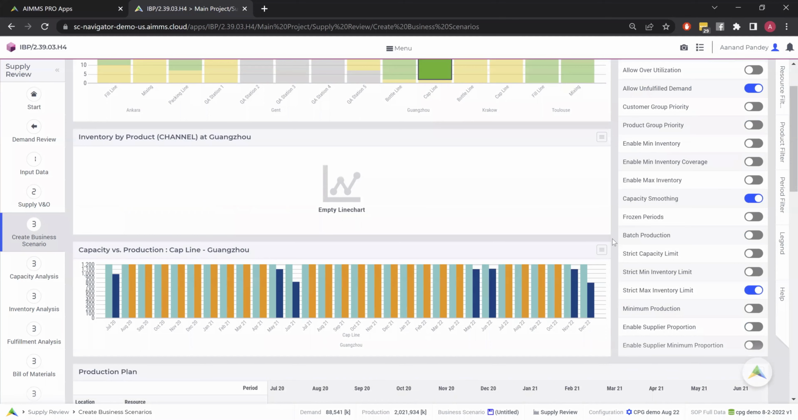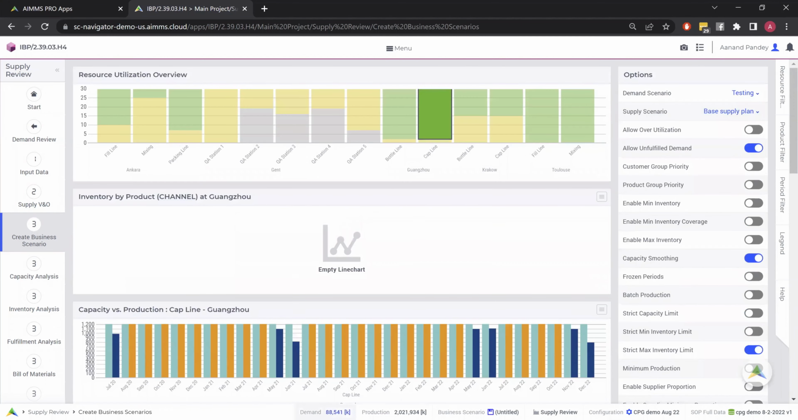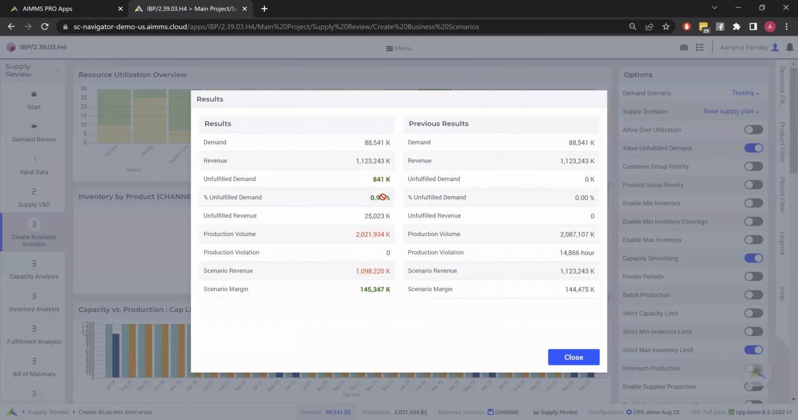One other thing you would have noticed is that there will be a certain percentage of demand, in fact 1% of our demand, that is now unfulfilled. Clicking this bottom panel allows you to compare two scenarios quite easily. In the previous scenario, the demand we are fulfilling is the same because the testing demand scenario is still at play. But now we have a certain difference in the production volume we are producing without the overutilization aspect, and a certain amount of demand that we are not able to meet.